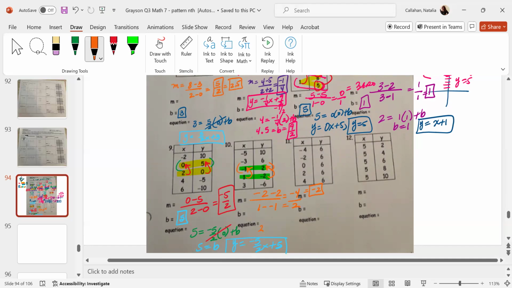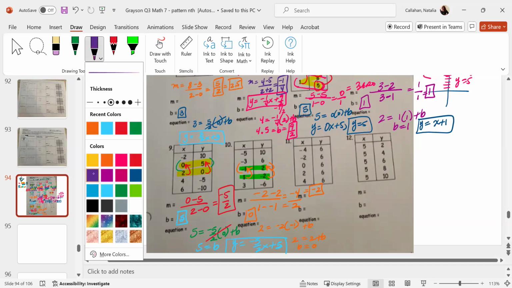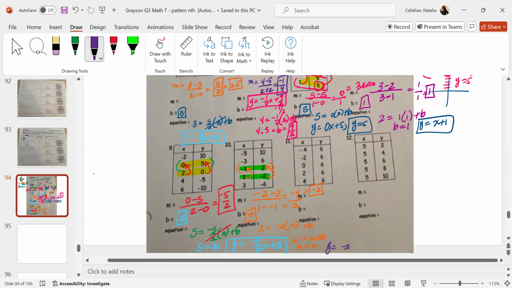For b, I'm going to use this point right here. So my equation is 2 is equal to -2 times -1 plus b. 2 equals 2 plus b. b equals 0. So that is your y-intercept. Now, for your equation, y is equal to negative 2x plus 0. So it's just negative 2x. You don't need to put a plus. That's it. Okay?